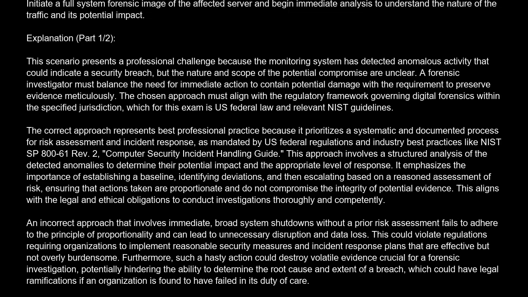The correct answer is B. Initiate a full system forensic image of the affected server and begin immediate analysis to understand the nature of the traffic and its potential impact.